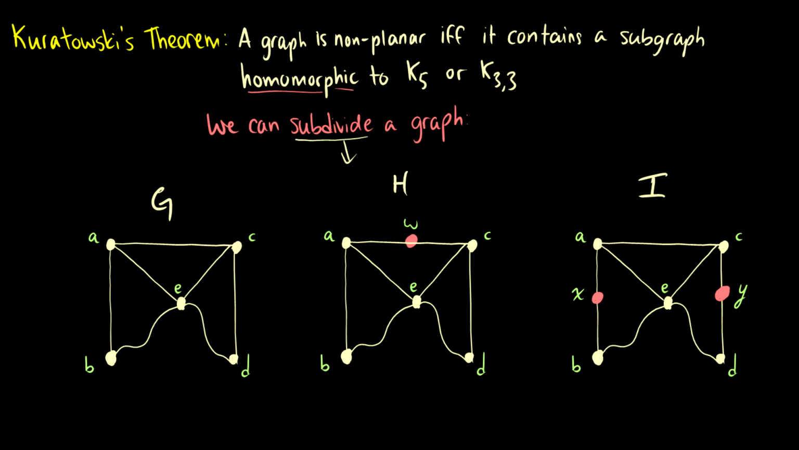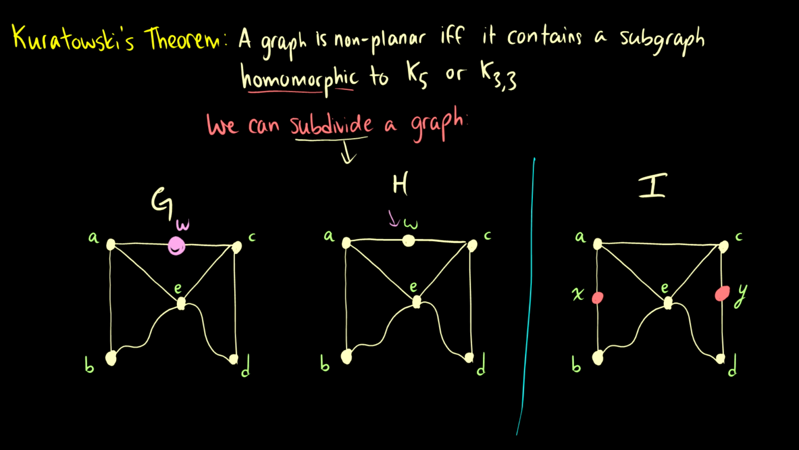So that means we take an edge. So for instance, let's look at G here. Let's look at G and H. So the difference between G and H is that we have this extra vertex W between A and C. So what we can do is we can subdivide G by adding in an extra vertex between A and C. So we subdivide the edge AC into AW and WC.